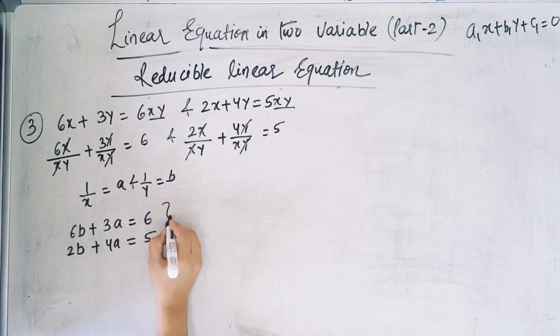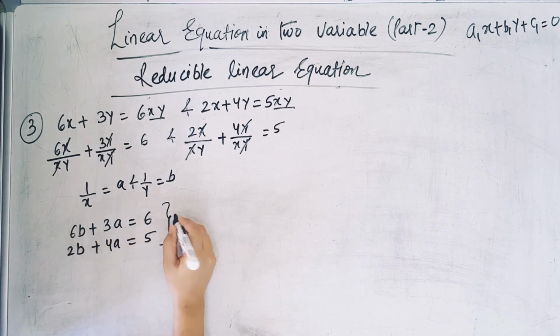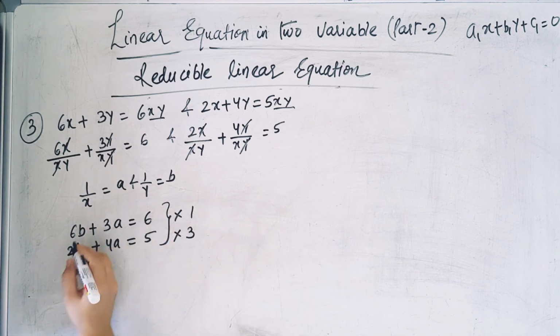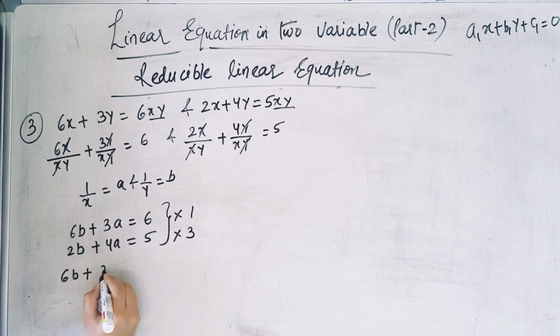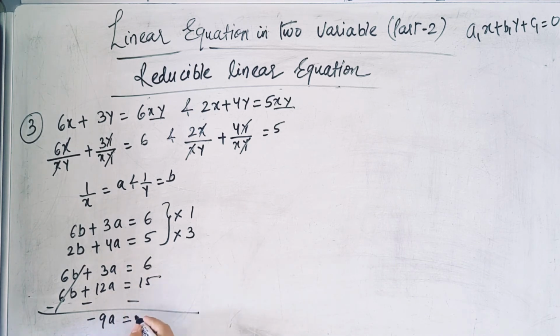Again, by elimination only, I am doing 2 into 3. If I multiply, I'll get 6, and here I am already having 6. So I'll multiply this equation by 1 and this equation by 3. So we'll get 6b plus 3a equals 6 and 6b plus 12a equals 50. Sign change, here it will come minus 9a, and here I'll get minus 15 plus 6, so minus 9. So a will be what?